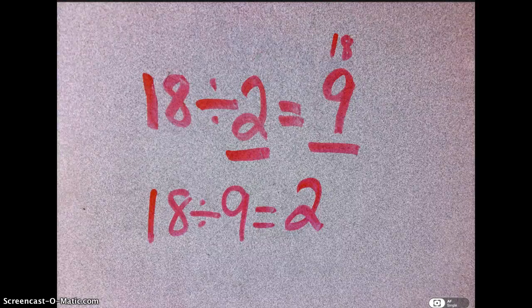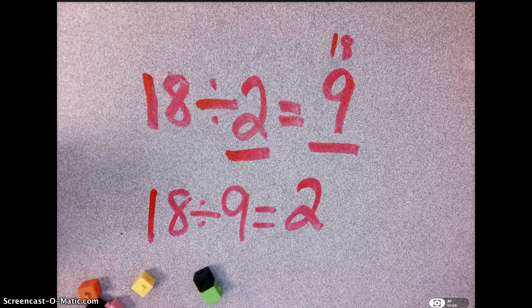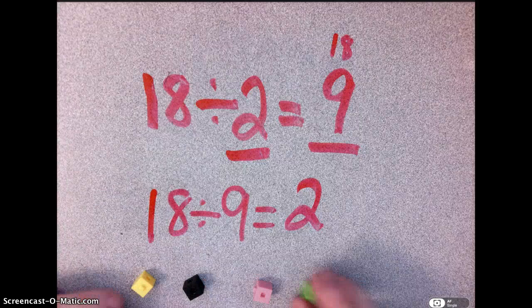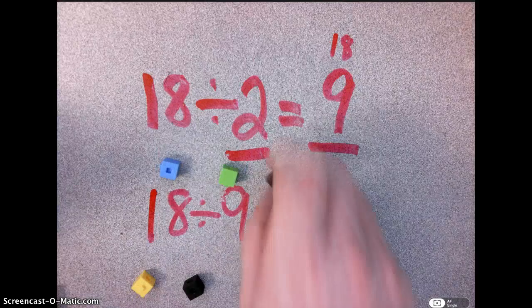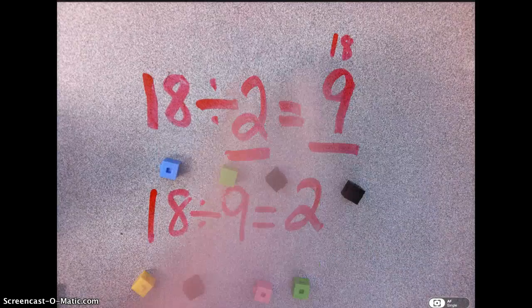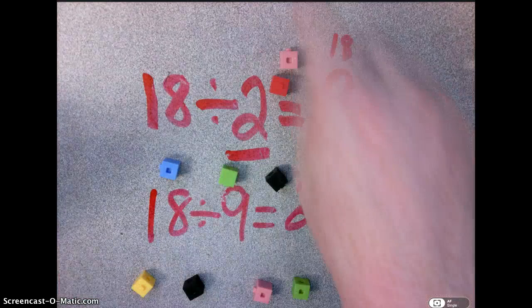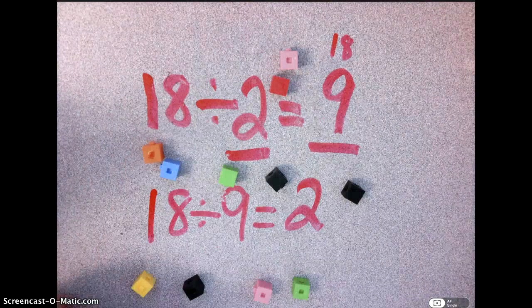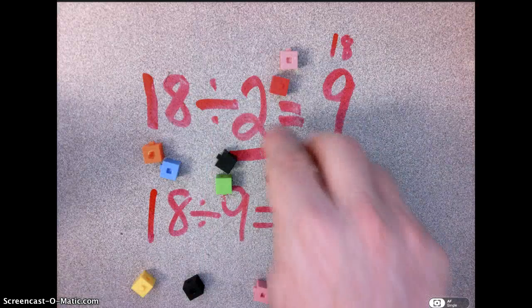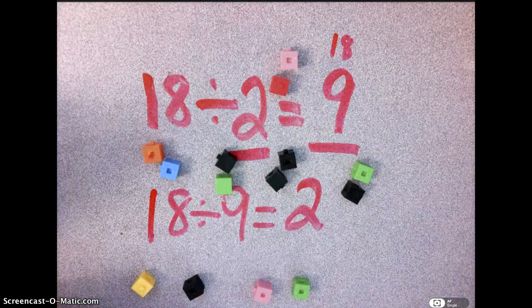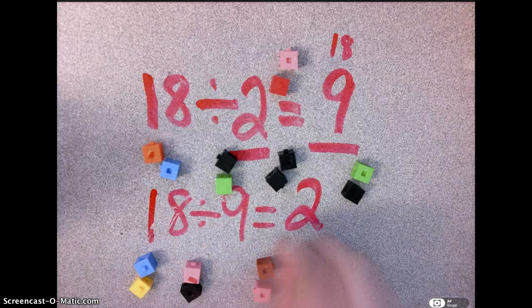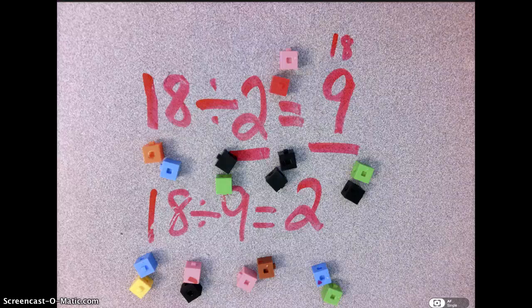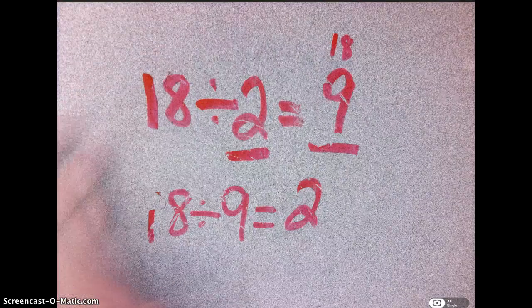And we can test this. I'm going to split them into 9 groups. So I start 1, 2, 3, 4, 5, 6, 7, 8, 9. And then I just put 1 back to each group. And I should have 9 even groups of 2. And we do.